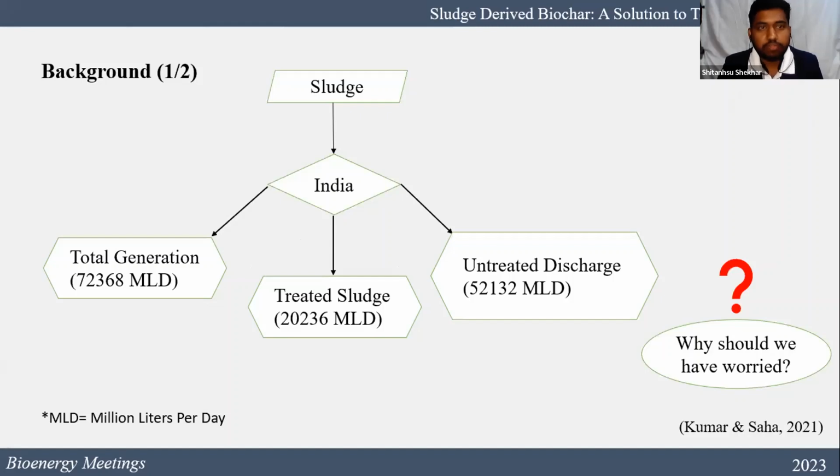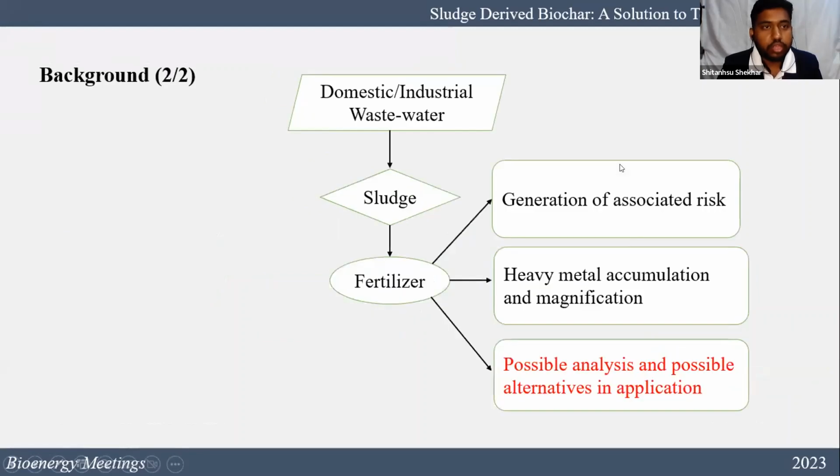So why sludge? If we consider the background, then there's sludge in India, the total generation based upon one research paper of Kumar and Saha is around 72,368 million liters per day. After treatment, 20,236 is treated and 52,132 is untreated. So we can think about the current scenario. We should be worried about this scenario, and how these are channelized.